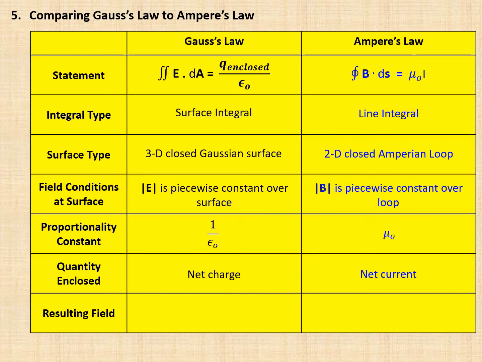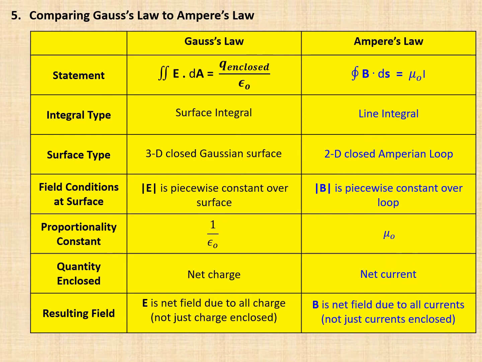And finally, the resulting field that we get by applying Gauss's law, remember, is the net field due to all the charge in the problem, not just the charge that's enclosed by the surface. We can say the same when we apply Ampere's law, that the magnetic field that we obtain is really the net field due to all currents, not simply the ones enclosed by our Amperian loop.